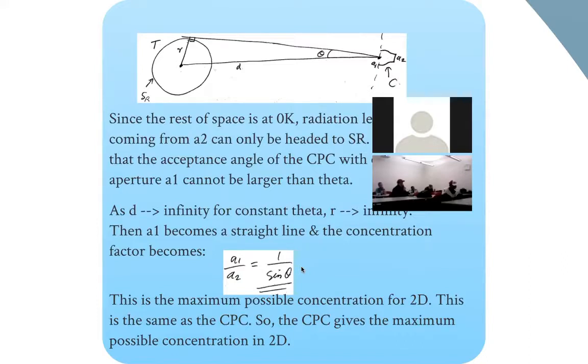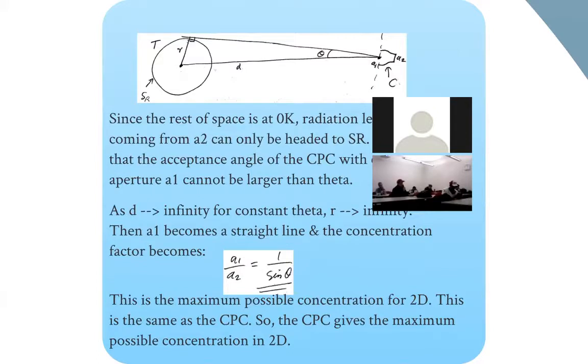Now, the profound conclusion is that in 2 dimensions. Why is this 2 dimensions? Because we assume that the source and the CPC, everything is linear. We assume that in the 3rd dimension it's infinitely long. So we didn't care about the 3rd dimension, which means that we are just thinking this is a 2-dimensional universe. The profound conclusion is that in 2 dimensions, the maximum possible concentration, independent of what you do, is always limited by 1 over sin theta. There's nothing you can do to go above it, because otherwise you'll break the 2nd law of thermodynamics.